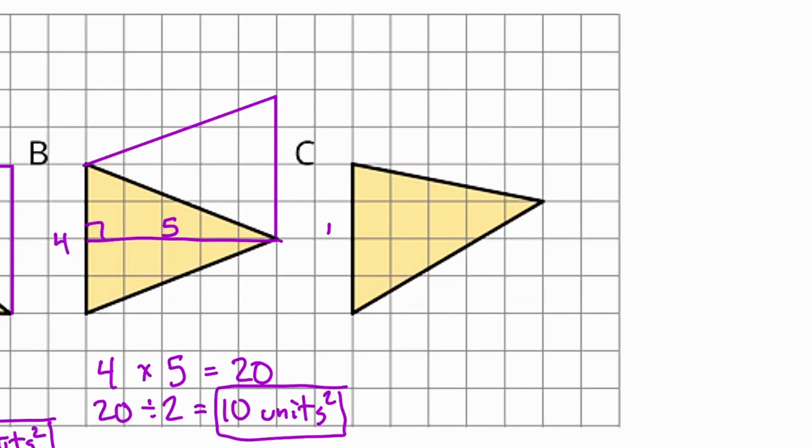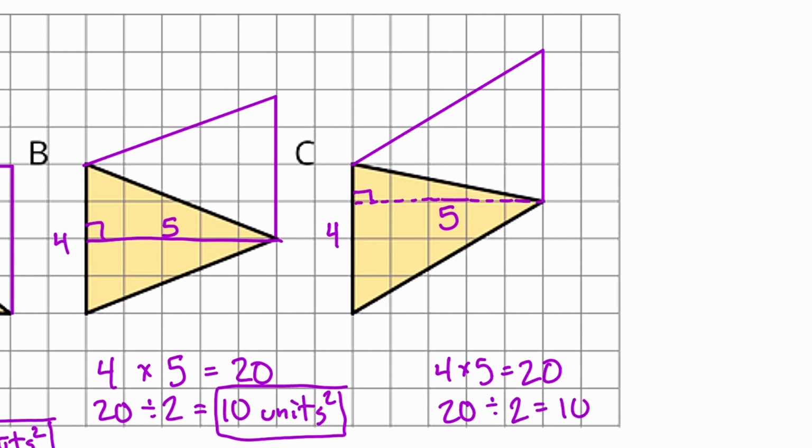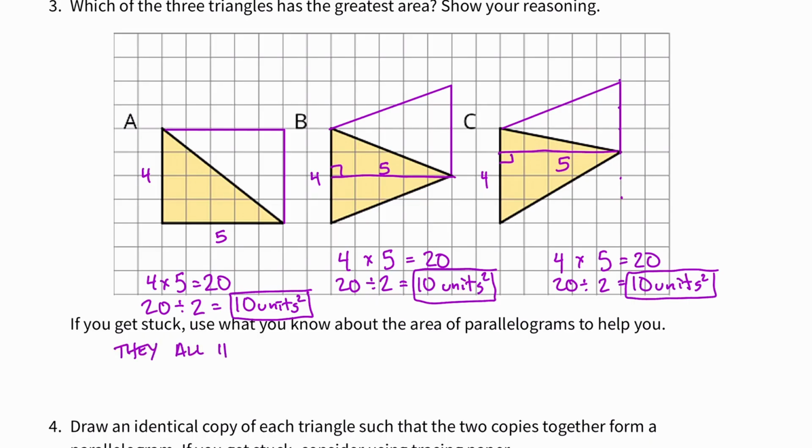And same for the last strategy. We have a base of 4, and we're just going to count up 4 to create that other triangle to complete the parallelogram. The height is going to be the same in this situation, 1, 2, 3, 4, 5. We take the 4 times 5, that is 20. 20 divided by 2, since we just want the area of one triangle, which is going to be 10 square units. So as it works out, they all have the same area.